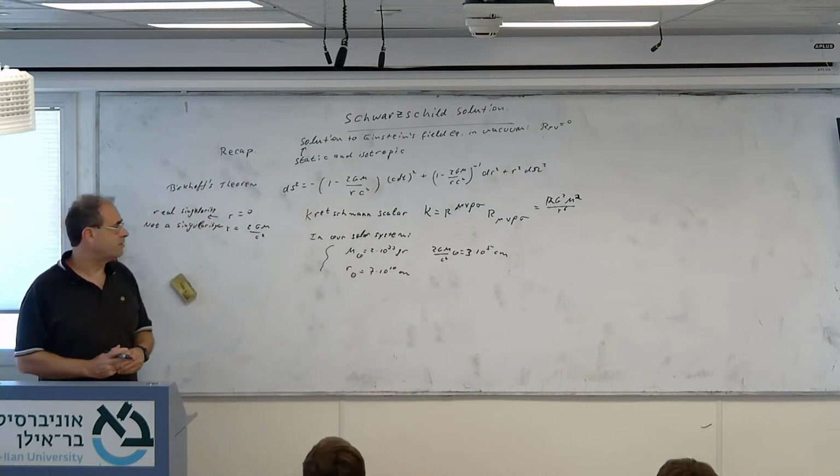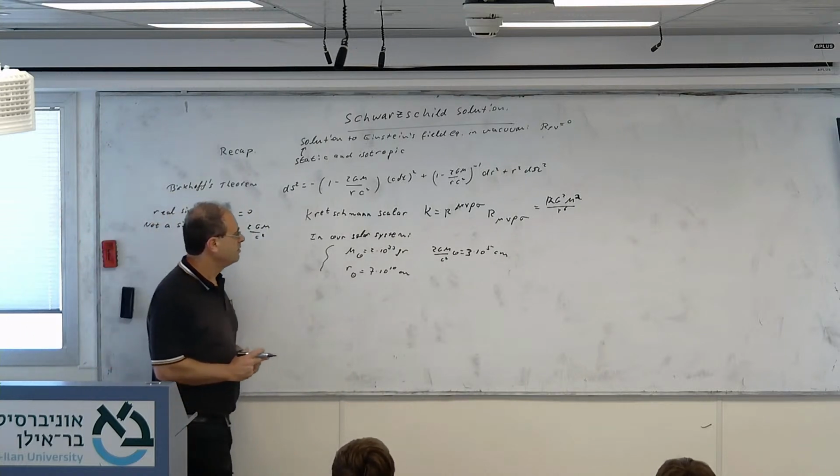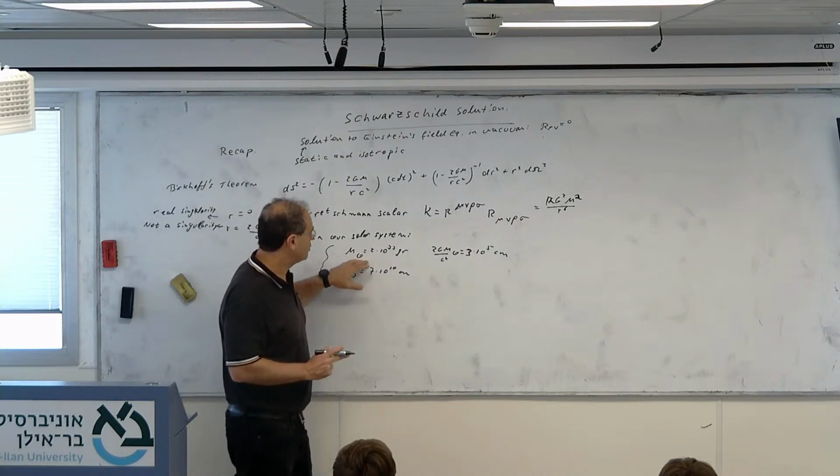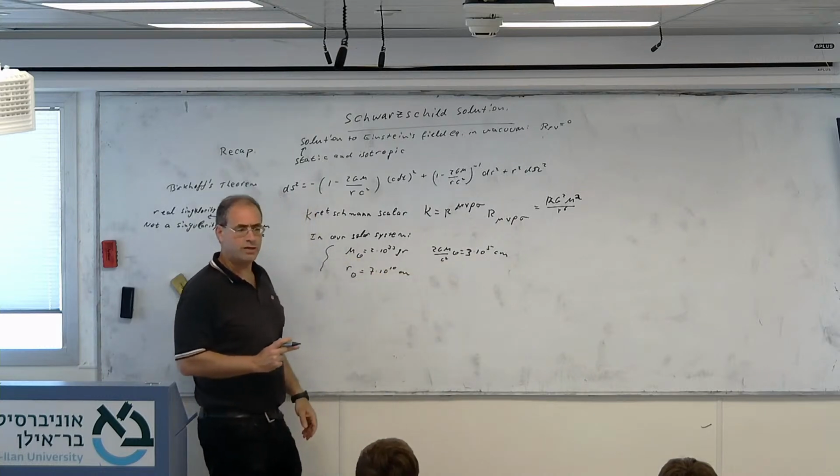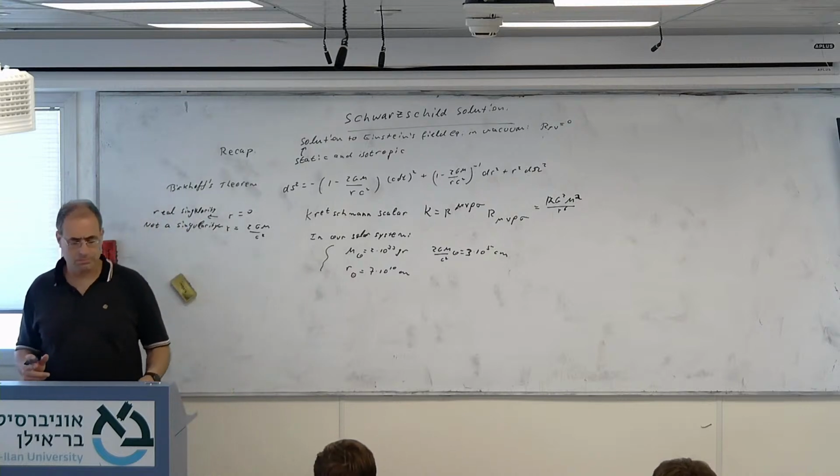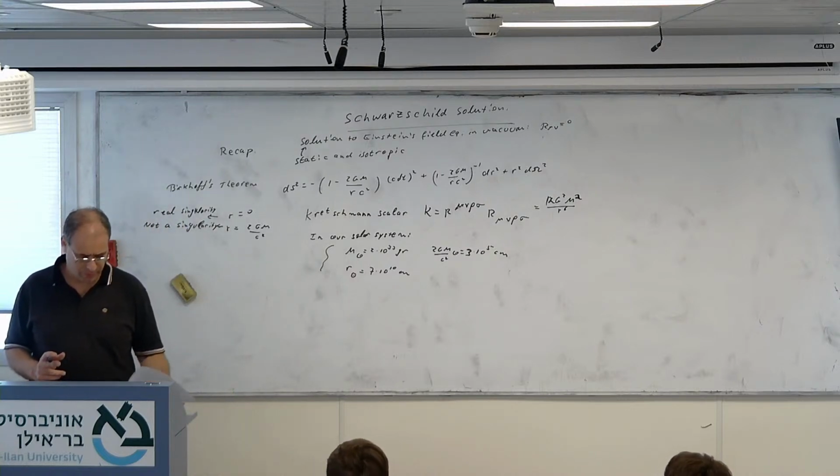We need to have objects which are extremely compact, so that all their mass is enclosed within the Schwarzschild radius, and as I said, we will discuss black holes, but not yet.